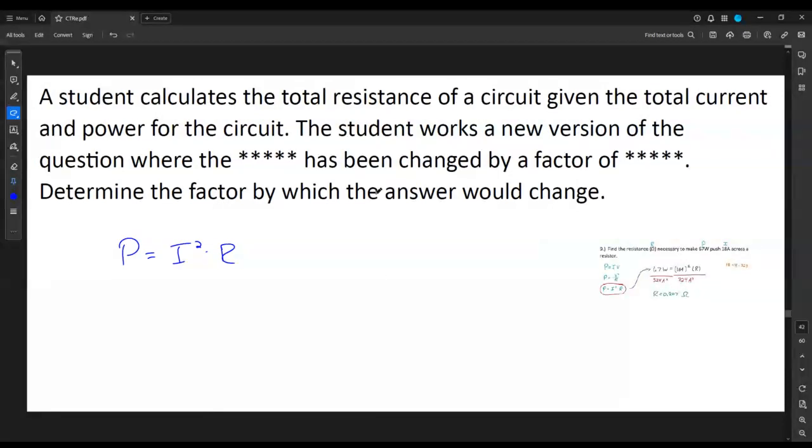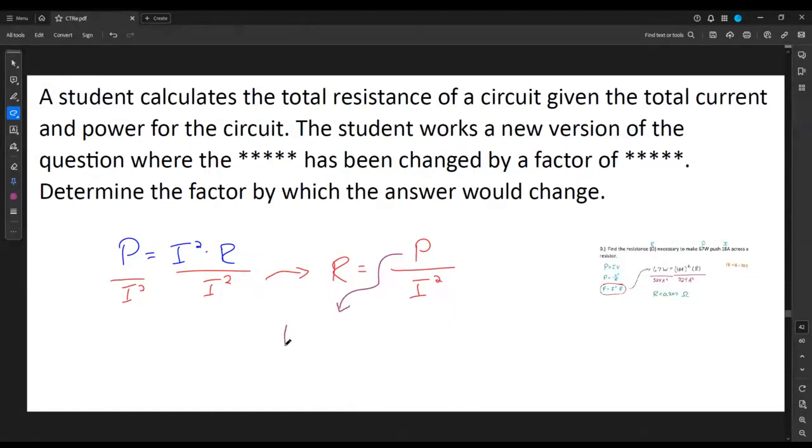Okay, then we want to pay careful attention to what this is looking for. It says we're calculating the resistance. We're looking for R. So if we're looking for R, then this I squared has to move away. So we're going to divide to get rid of it. And then that's going to give us a formula that the resistance is equal to the power divided by the current squared.